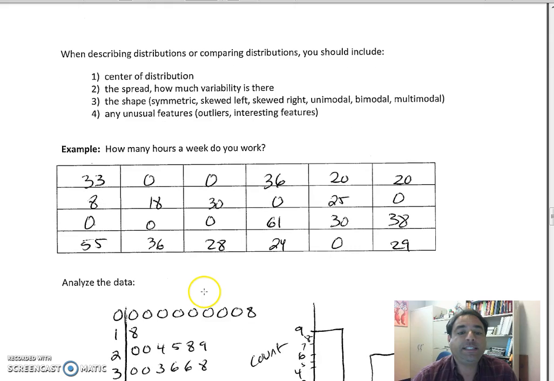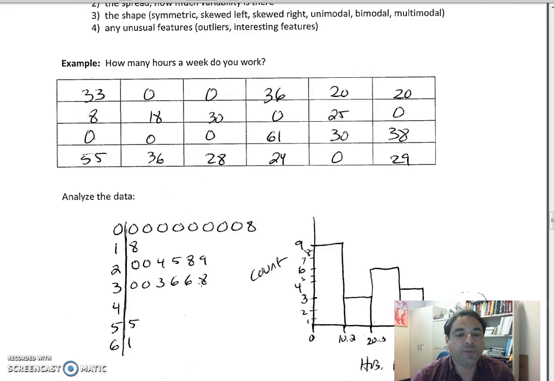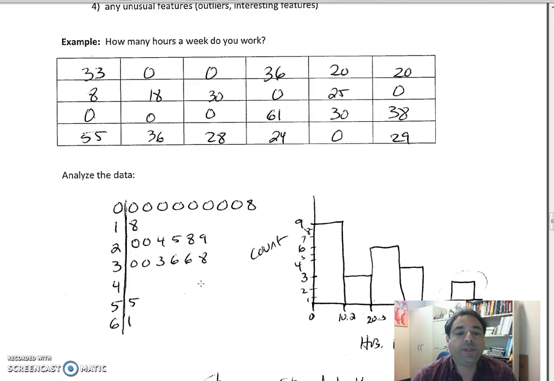So when we look at data, we can talk about the center, the spread, the shape, and anything unusual. So I asked my class, how many hours a week do you work? So I have this data: 33, 0, 0, 36, 20, 28, 18, 30, 0, 25, 0, 0, 0, 0, 61, 30, 38, 55, 36, 28, 24, 0, and 29. So we want to analyze the data.